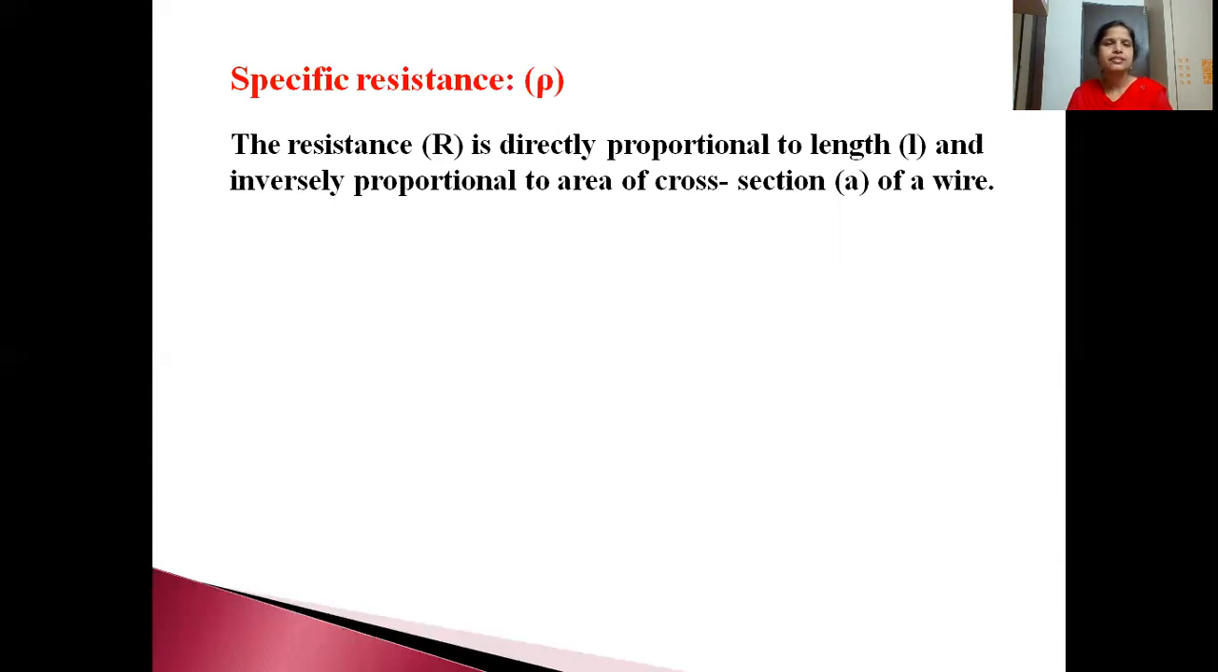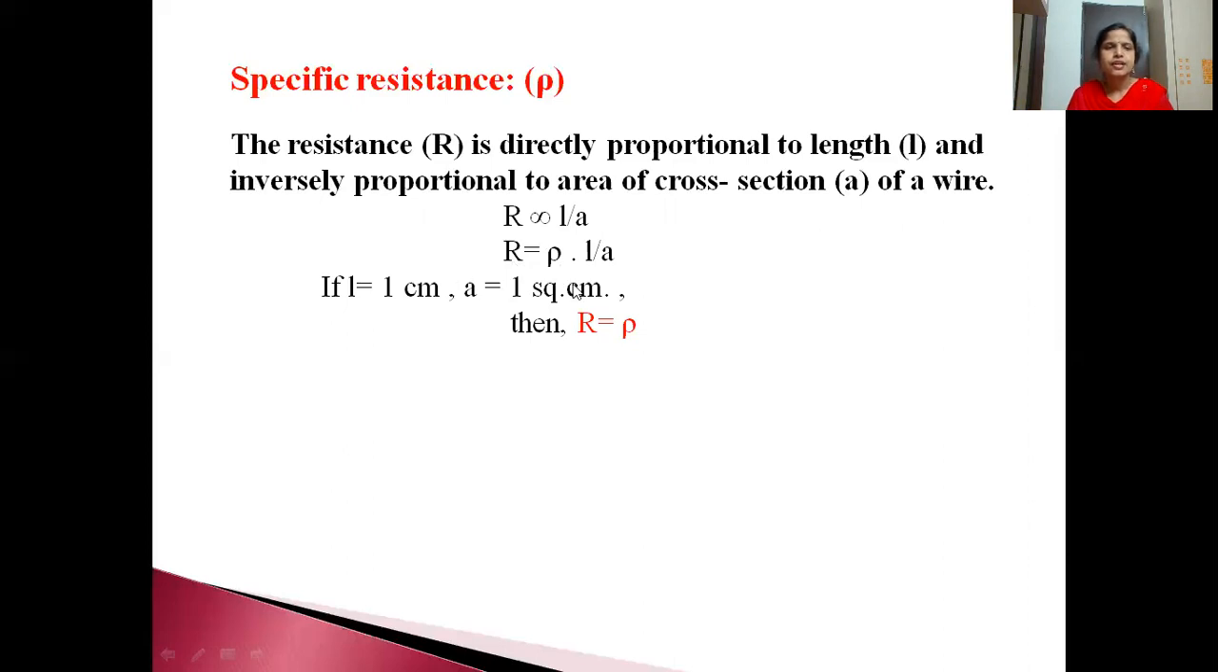And as we know, the resistance is directly proportional to the length, and it is inversely proportional to the area of cross section of a wire. So R, the resistance of a wire, will be directly proportional to its length and inversely proportional to the cross section, that is A here. If we remove the proportionality constant, we can write R is equal to rho into L by A. Now this rho is nothing but the specific resistance.